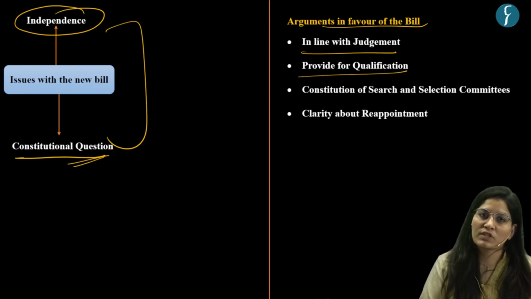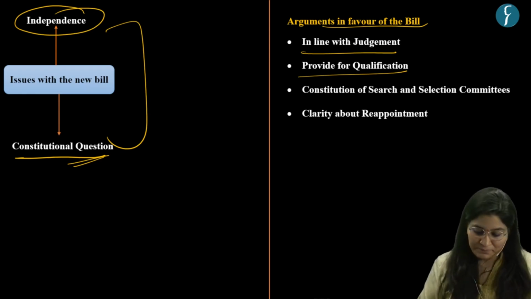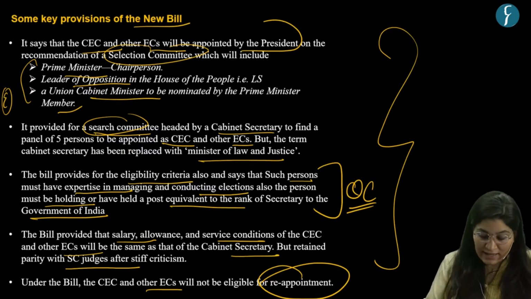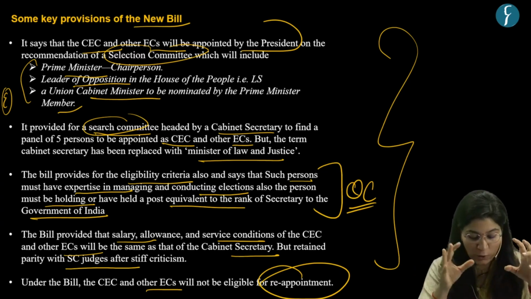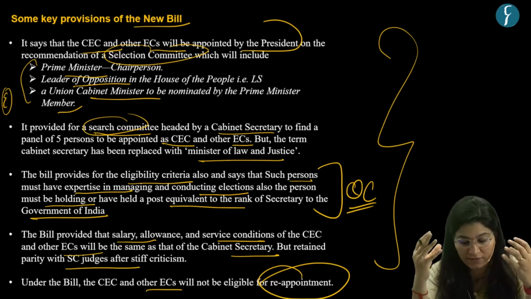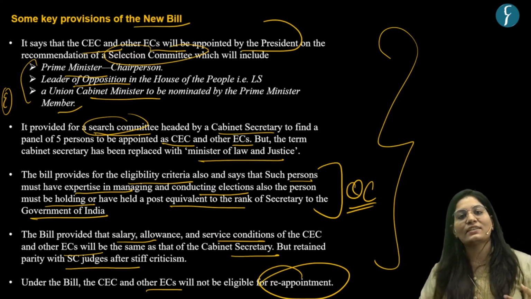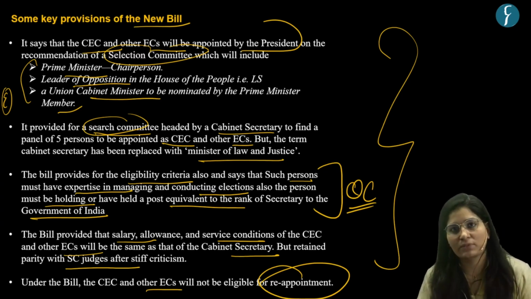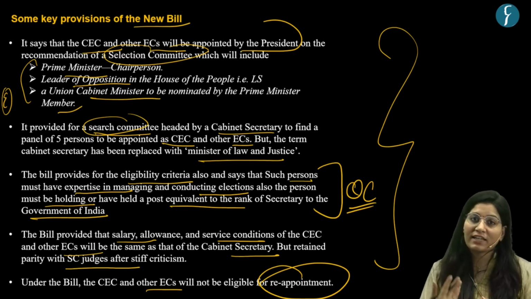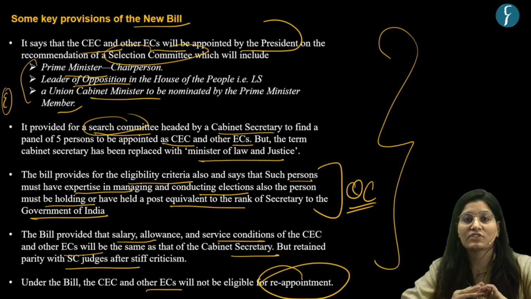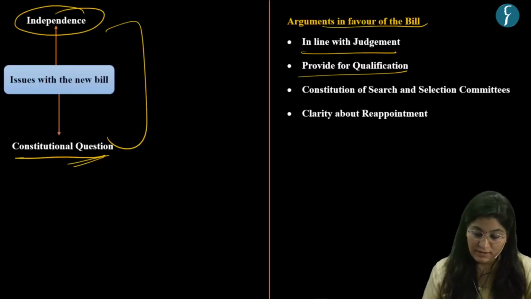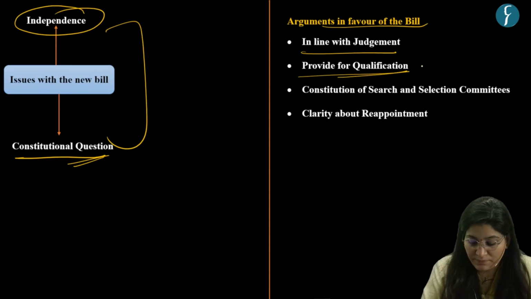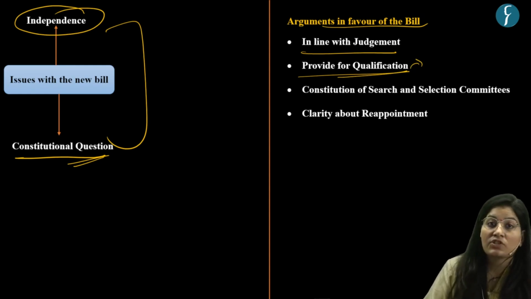Okay. Second, it provides for qualification. Earlier, as I told you, there was no such qualification criteria, but this new bill says that the person must have expertise in managing and conducting elections, and also must be holding or have held a post equivalent to the rank of secretary to the government of India. So they've taken away that discretion of the executive from the selection process. They made it more objective now, because it is based on selection or qualification criteria. Got it? So it provides for qualification. This will ensure transparency as well.